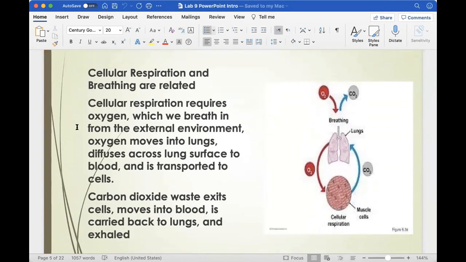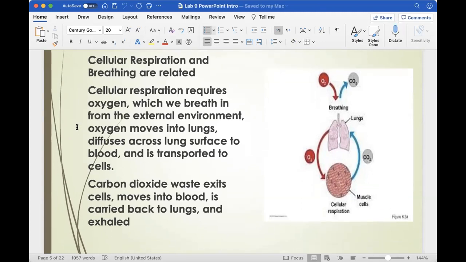Cellular respiration and breathing are very intricately related, and that's because cellular respiration requires oxygen, which we breathe in from the external environment. Oxygen moves into lungs, diffuses across lung surfaces to the blood, and then is transported to cells. And then carbon dioxide is the waste that's created through aerobic cellular respiration that exits the cells, moves back into the blood, and then is carried back to the lungs where it is exhaled. So cellular respiration, the process of making ATP, requires oxygen that we breathe in, and then the carbon dioxide, the waste product of cellular respiration, will always be exhaled.